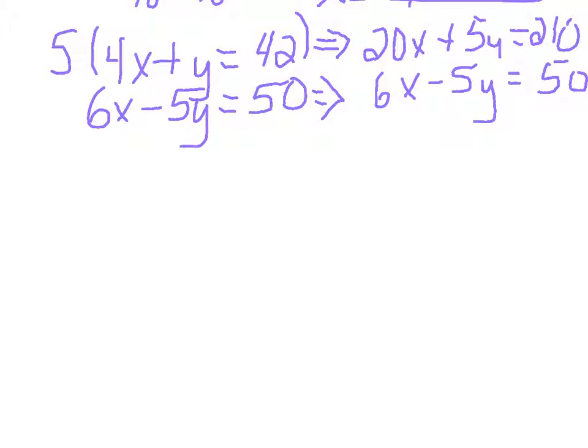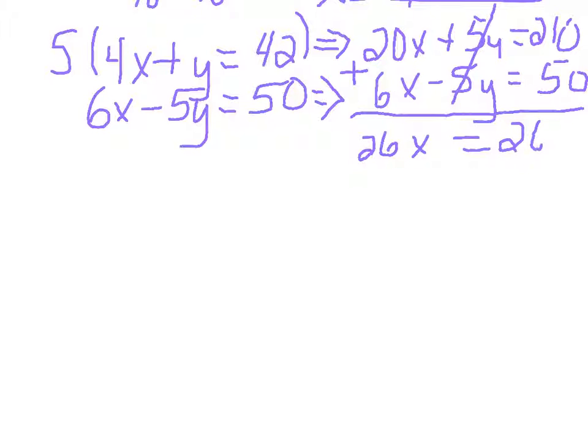Alright, so my y's have the same number. They don't have the same sign, so I'm not going to subtract. I have a positive 5 and a negative 5. I'm going to add them. So 20 plus 6 gives me 26x. 5 plus negative 5 is gone. 210 plus 50 gives me 260. Now all I need to do is solve for x. The 26 is multiplying, so we're going to divide. And this one comes out pretty nice. X is just going to be 10.